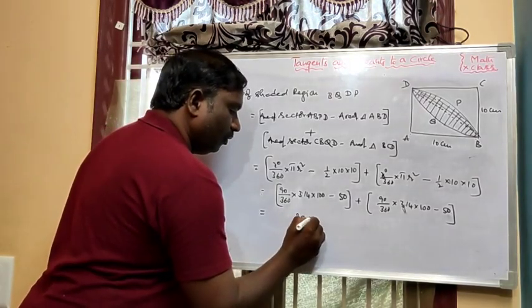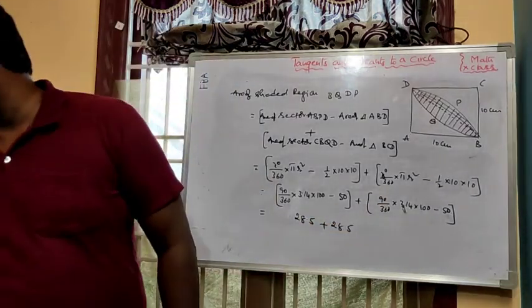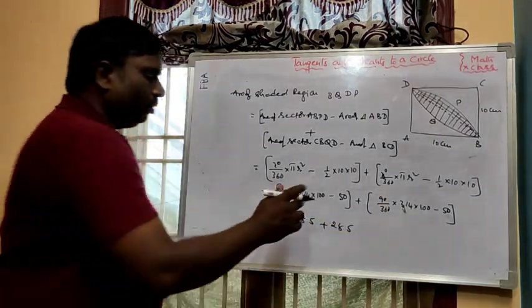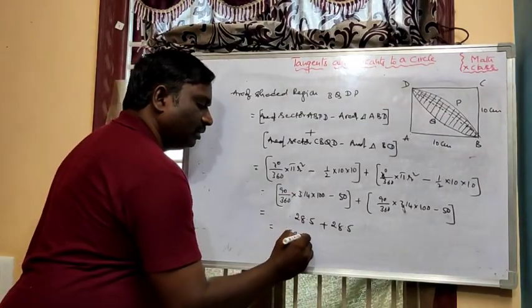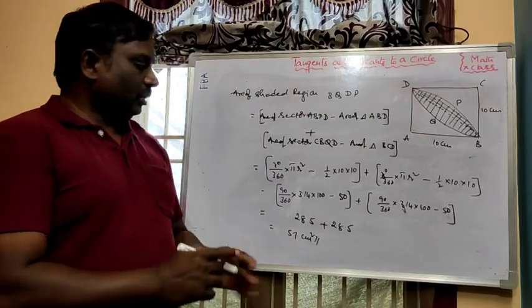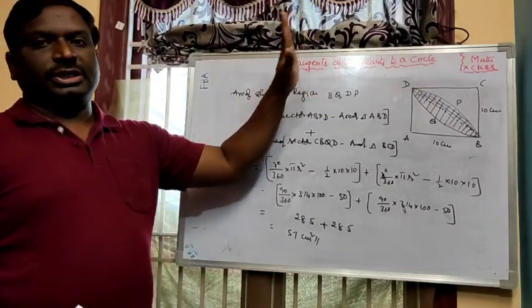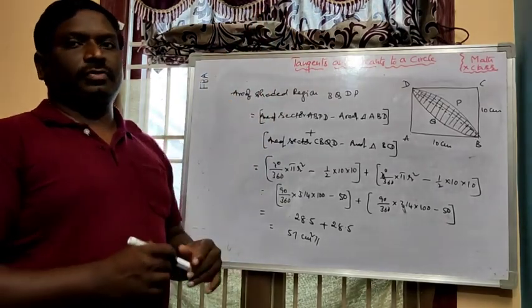28.5 plus 28.5, total value is 57 centimeter square. 57 centimeter square. At the beginning of this question, we need to write the statements of given data.